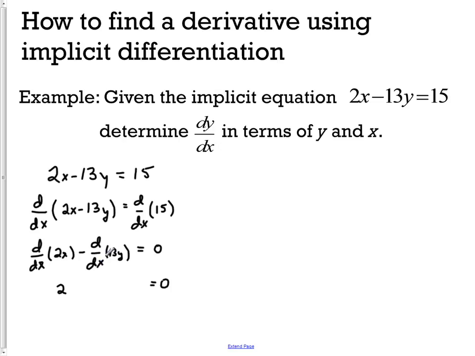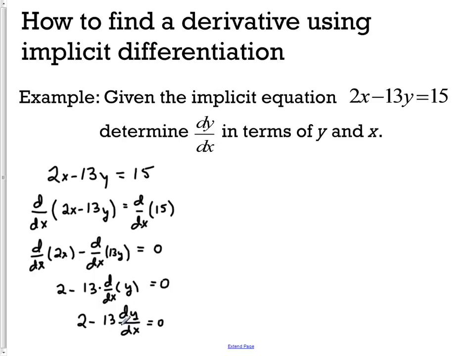So the question is, what do we do? Well, let's take this constant out, right? 13 will be multiplied by the derivative with respect to x of just plain old y. Well, if y is implied to be some function of x, then whenever we take its derivative directly, we actually have 2 minus 13 times dy dx equals 0.